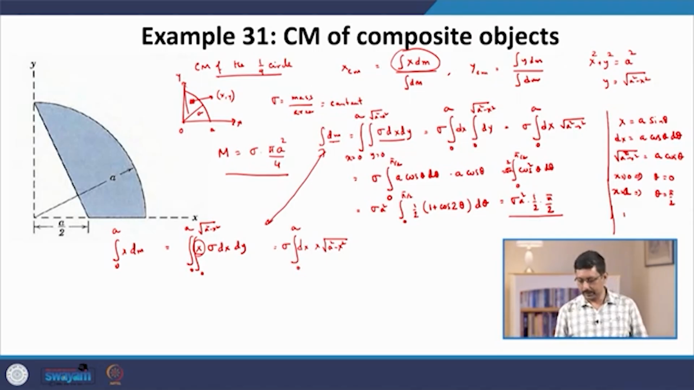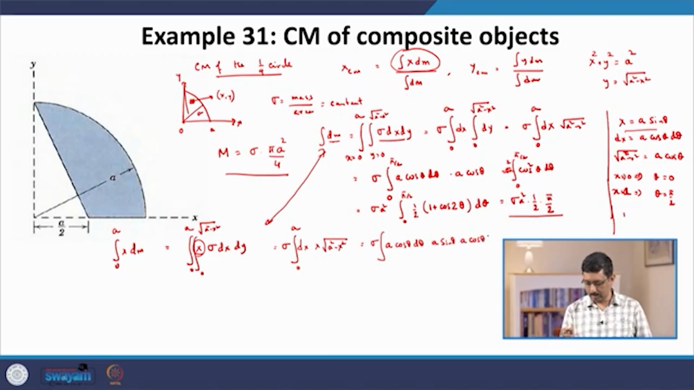So, again we play the same trick. We use this variable change. If we use x equal to a sin theta, then dx is going to be a cos theta d theta, x is a sin theta, and square root of a square minus x square is a cos theta. Now, this goes from x equal to 0 to a, which is theta equal to 0 to pi by 2.